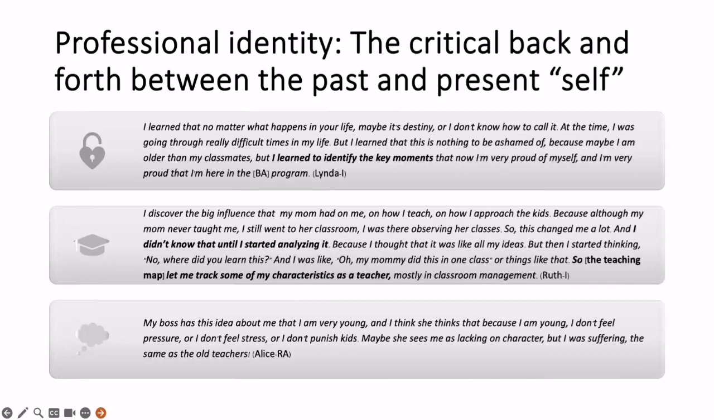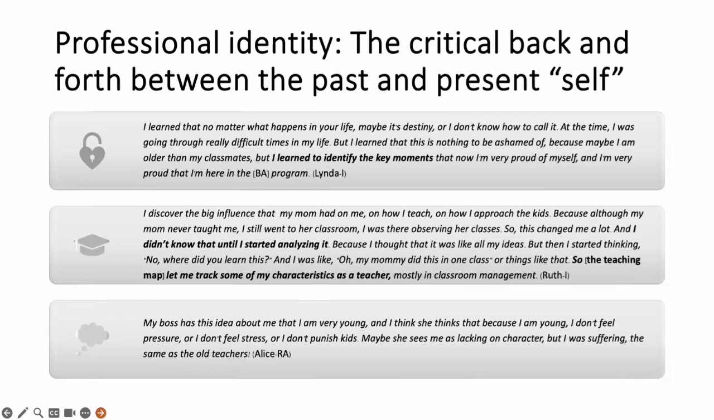The overall response to the teaching map was positive, as participants commented on different stages in their lives and people that they consider influential in their decision to become teachers, as we can see in the first extract by Linda, where she acknowledged that she learned to identify key moments, and as she says, "Now I am very proud of myself, and I am very proud that I am here in the BA."